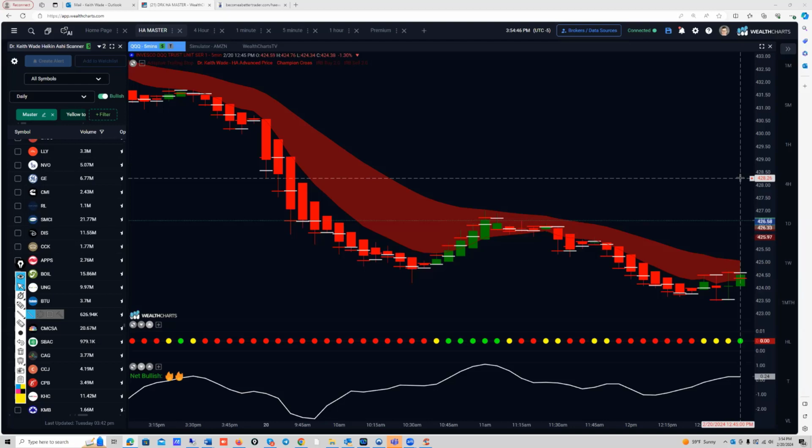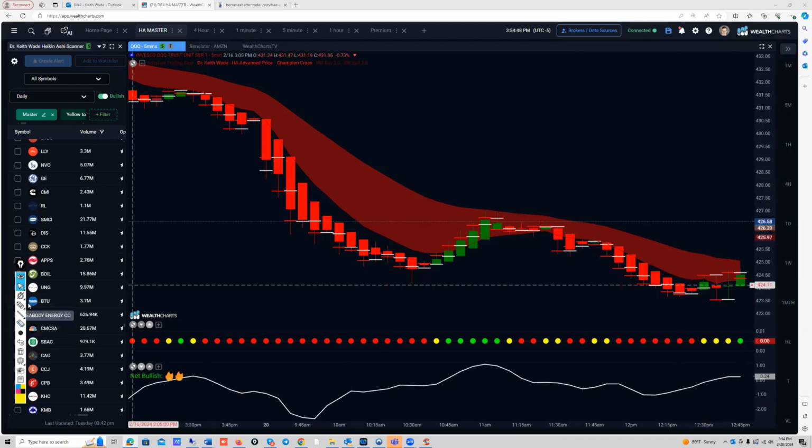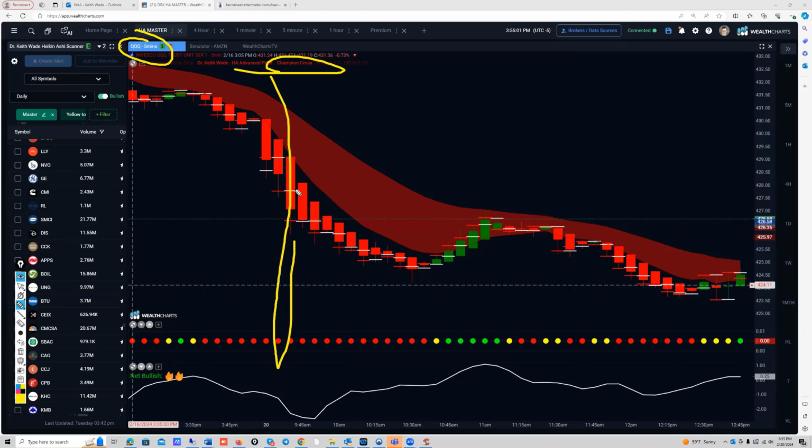All right, so I figured I'd give you two examples today that I'm looking at. First, let's take a look at the Qs. Okay, you see this is the Qs, and these are Heikin-Ashi candles with the champion cross. So the overall on the 5-minute chart, when the market opened up today, right here, here's the market open. You can see that we had a widening channel.